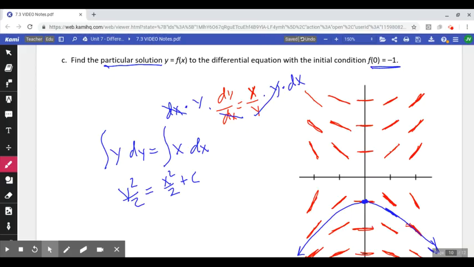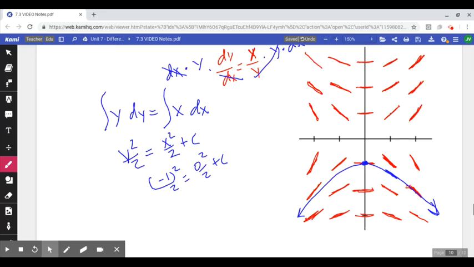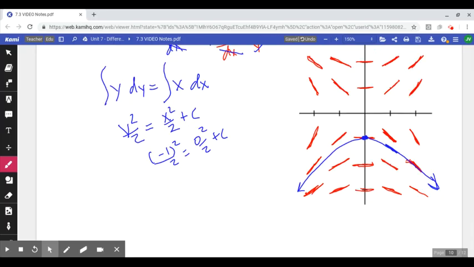And now I'll substitute my point in. So my point is 0, -1. So I'll have -1 squared here over 2 is equal to 0 squared over 2 plus c, which then means that c is 1/2. So this guy's gone. 0 squared over 2 is 0, and c is equal to 1/2. So then what we'll do is we'll take our equation that we came up with before, right after we found the antiderivative, and we'll write y squared over 2 is equal to x squared over 2 plus 1/2.